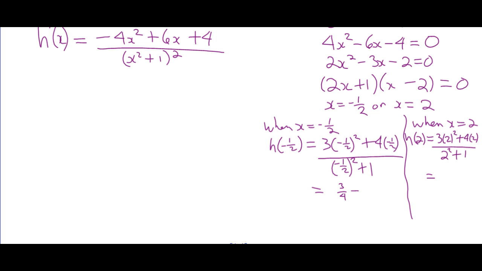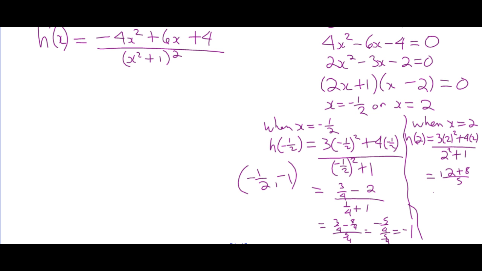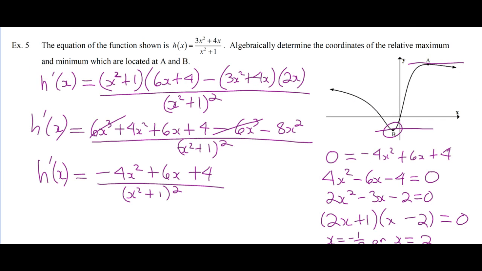3/4 minus 2, 1/4. 3/4 minus 8/4. And 12 plus 8 over 5, which is 4. 2, 4. Negative a half. Yeah.